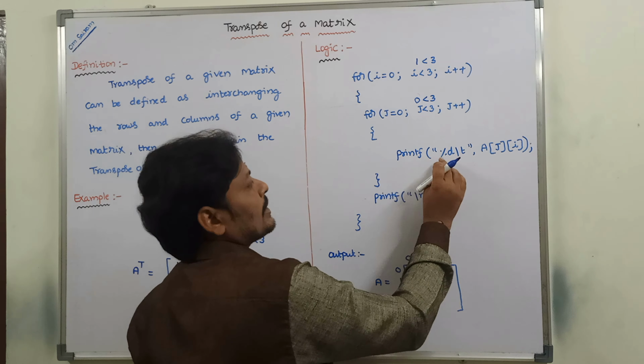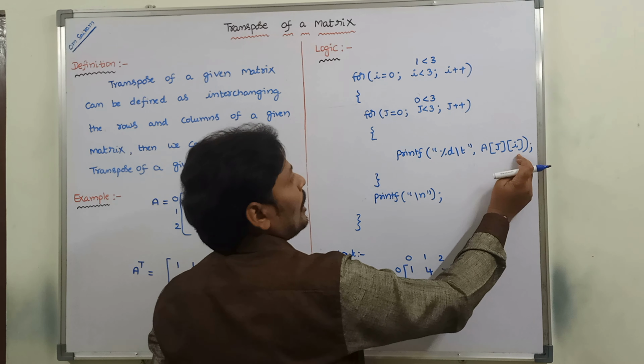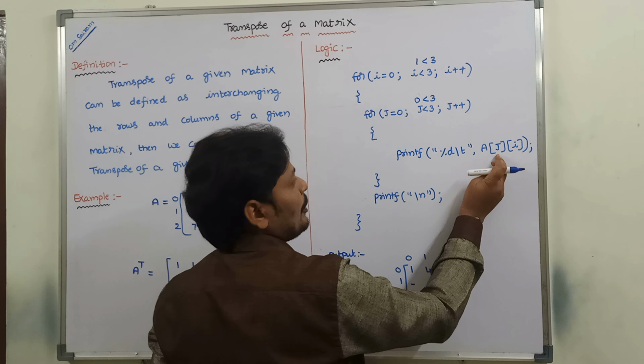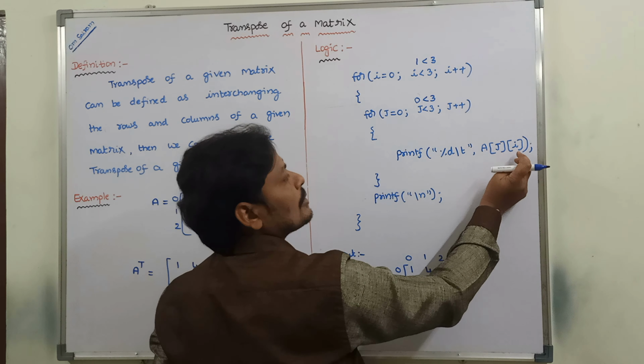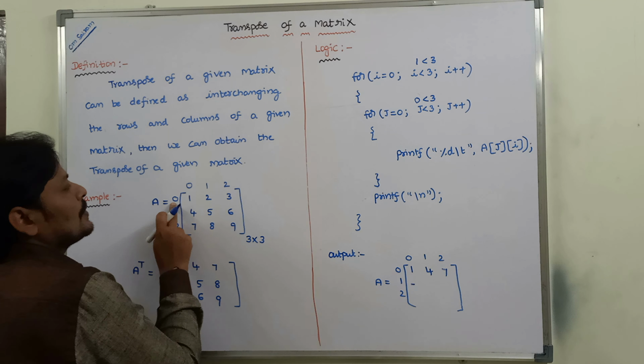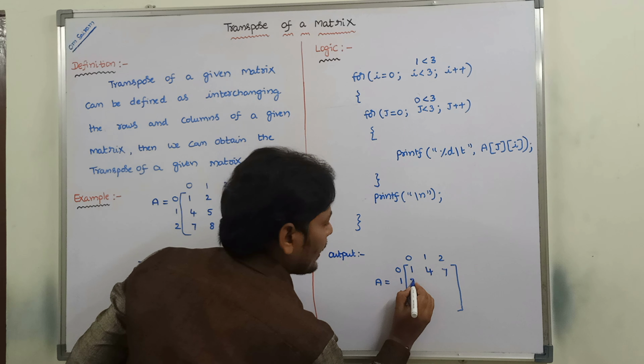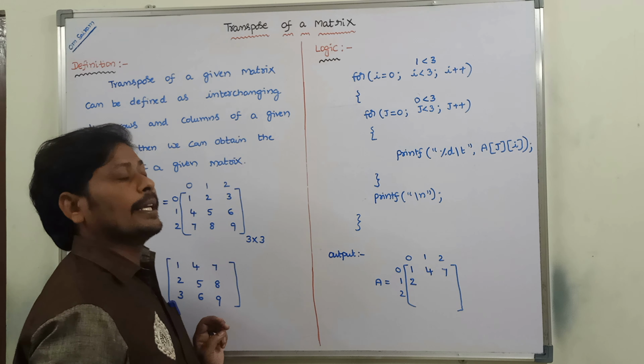So printf percentage d slash t, double quotes, A of j of I. What is j value? J value is 0, I value is 1. A of 0, 1. A of 0, 1 element is 2. That element is printed here.